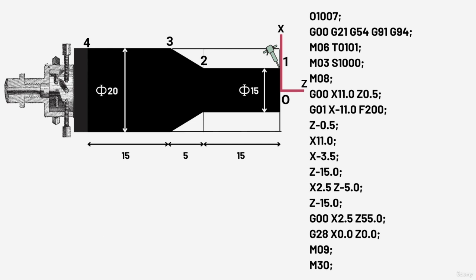Now we have to get to point number 2. So as per incremental mode, we shall calculate the dimension from point number 1's reference. The distance between point number 1 and point number 2 is in Z axis and is 15 mm. So we will write Z minus 15.0 here.